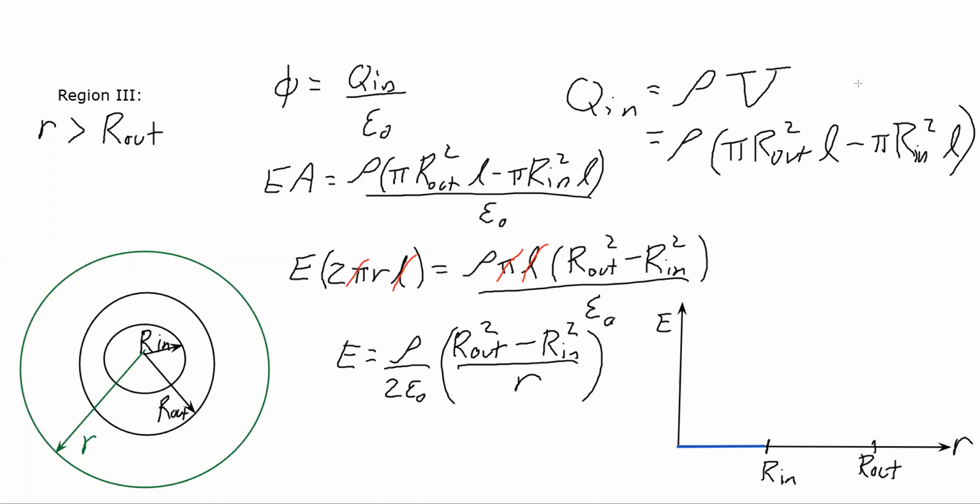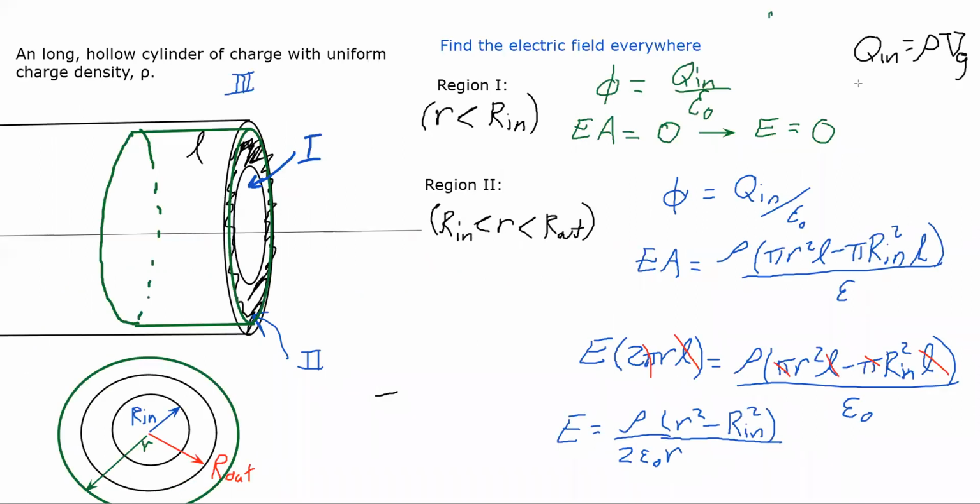So zero electric field, no electric field at all inside. Now we get to region 2, the spot where there's charge. If I stay inside there, what is my electric field within this region? Well, this one is R squared minus R in squared over R. So what is that going to be? I don't know how that function is going to look because R and r are variables there.